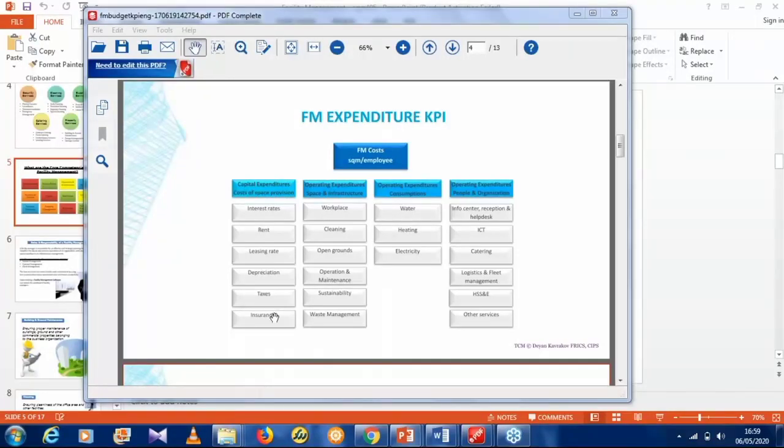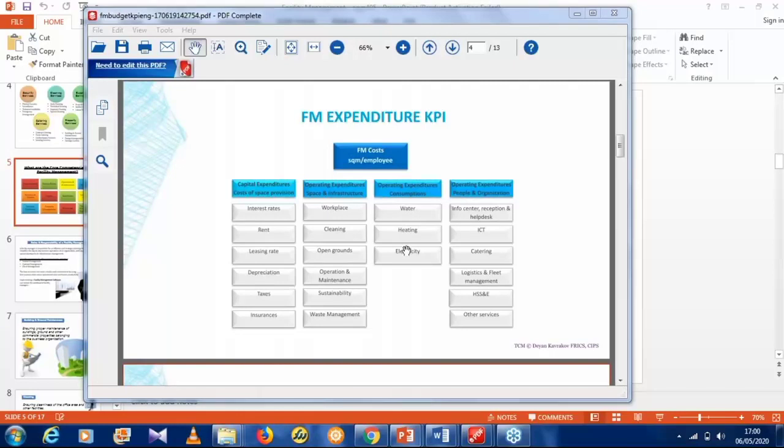All right. Now we also have taxes and insurance. Now when we talk about space infrastructure, we have the workplace, just the same way I've explained. We also have space for training, for open grounds, some of the open-ground kind of infrastructure, and you have to operate with it. Then we also look at sustainability and waste management. All these expenditures come into play when we're talking about the facility management expenditure KPI, key performance indicators. All right.